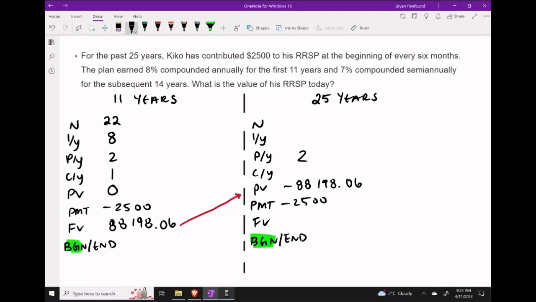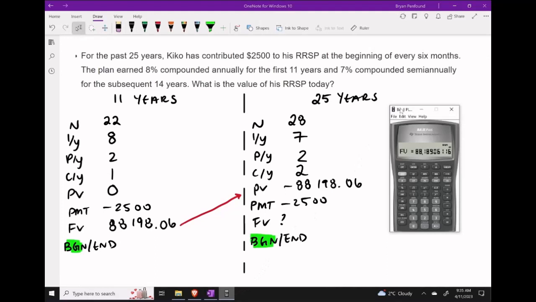We have 7% compounded semi-annually now, so we're going to have to update our CY as well as our IY. And for N, we have 14 years of semi-annual payments. So 14 times 2, that's 28 payments altogether. And again, we're going to ask the calculator to calculate the future value of this stream. So let's take our $88,198.06, turn that into a negative and program that in for our PV. Our PMT is already in correctly.